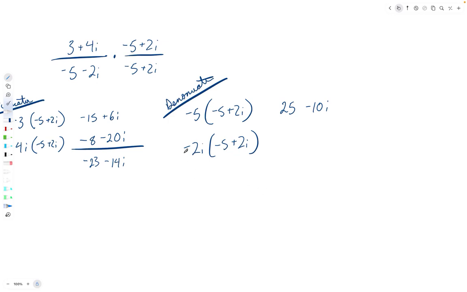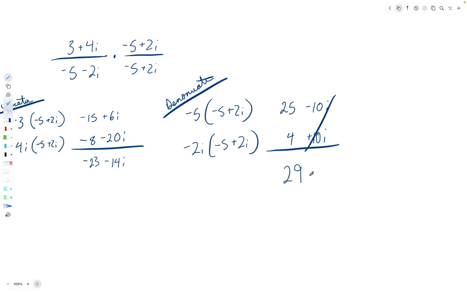So then you've got -2 times a -5. It's going to be a positive 10i, right? -2 times a positive 2 is a -4, but i times i is -1. So -4 times a -1 is a positive 4. So these cancel, and this is 29. So that would be the denominator.